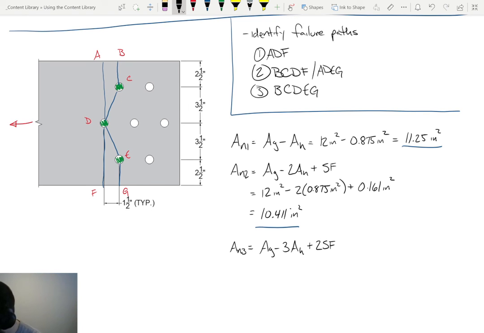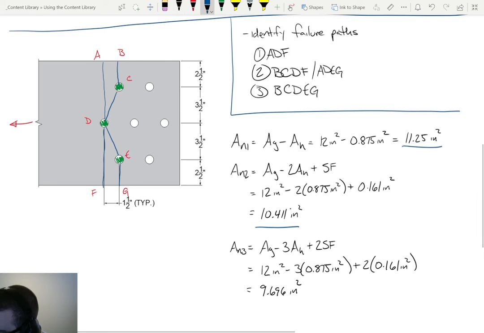Okay, so let's chug this out. Then we'll say a couple things before we close this out. Notice how I'm adding 2 stagger factors, subtracting 3 bolts, and when you chug this out, you're going to get 9.696 inches squared. Okay. Now, a couple things I want to say before we close out this problem.